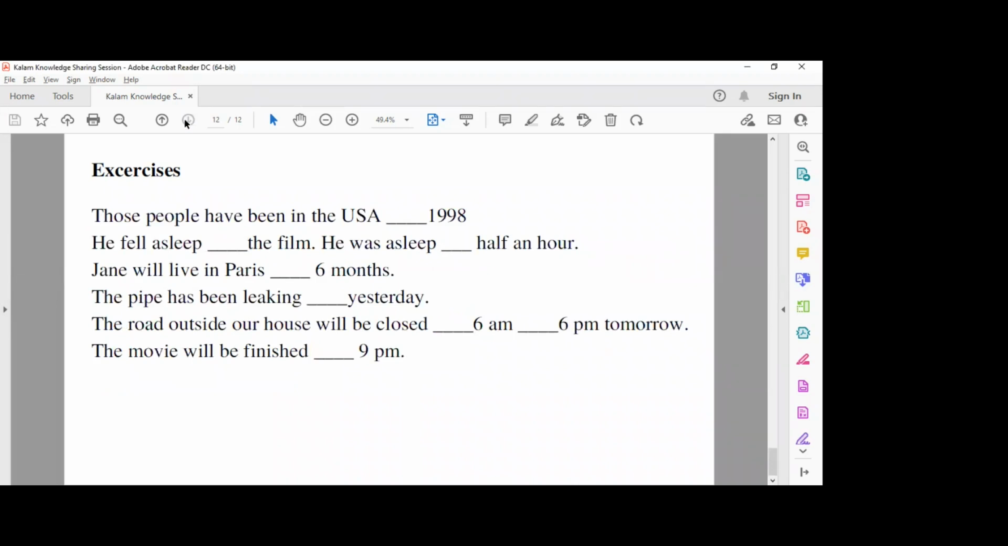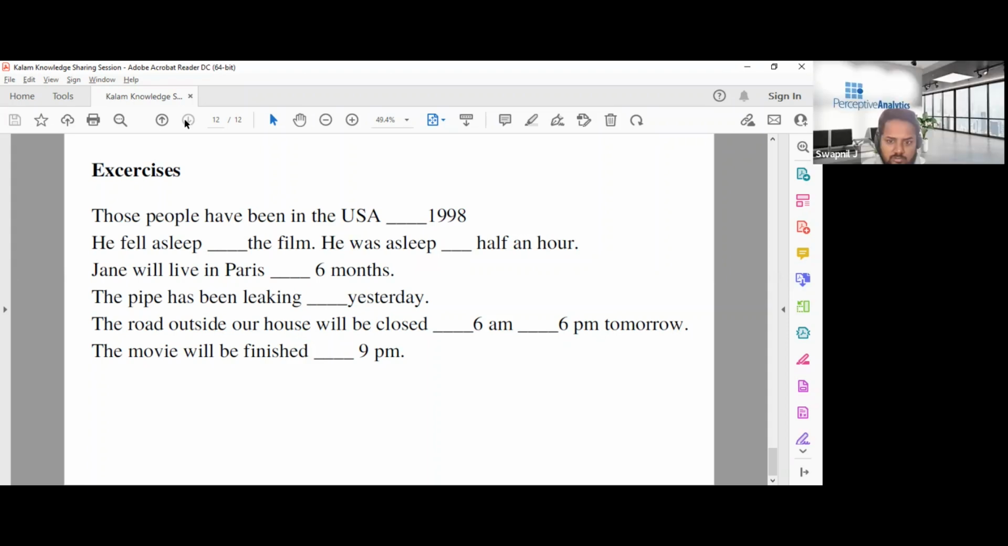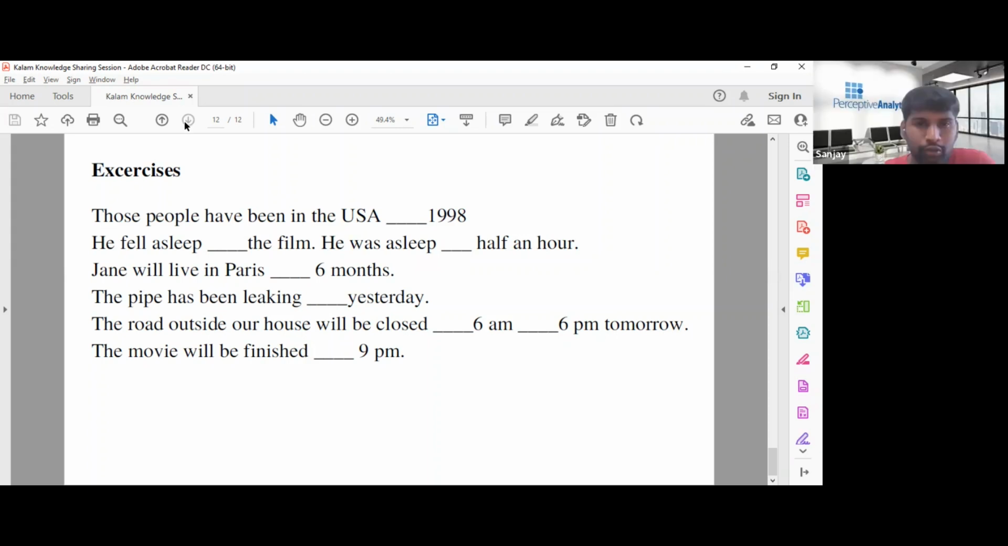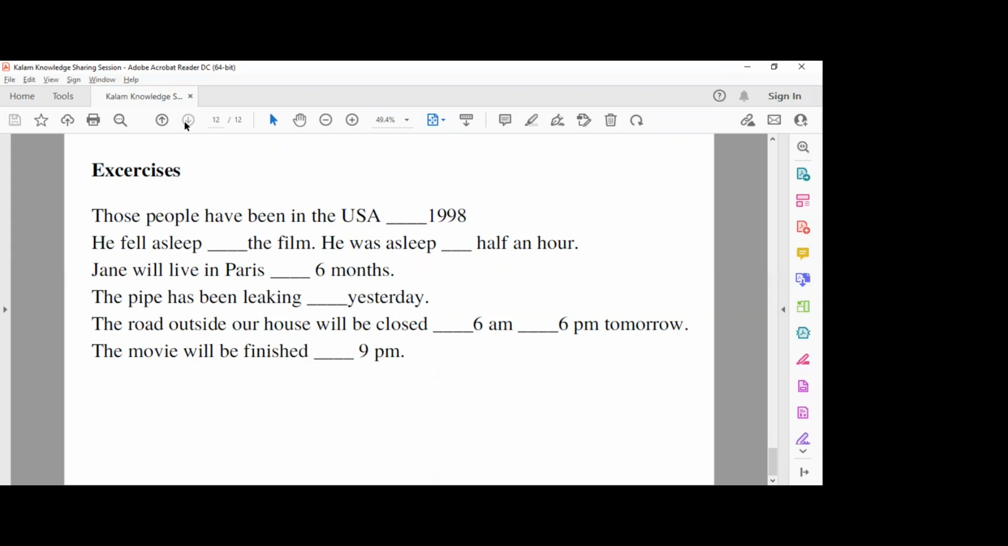The next one is: those people have been in the US dash 1998. Since. Yes, since is correct. The next one is: he fell asleep dash the film. He was asleep dash off and on. During, and he was asleep for half an hour. Correct. During and for: he fell asleep during the film. He was asleep for half an hour.